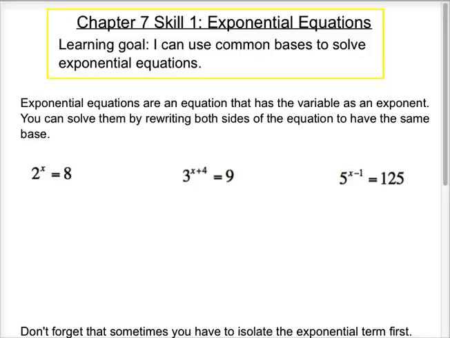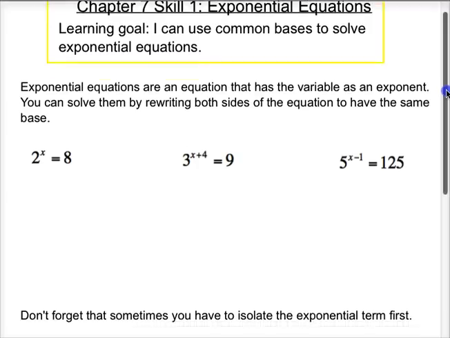Welcome back. So chapter 7 is all about exponential functions and exponential equations. So we're going to start today just with the very basics of how I can solve an exponential equation. The ones today are going to be unique. The ones today, you're going to be able to use what's called a common base in order to solve these.